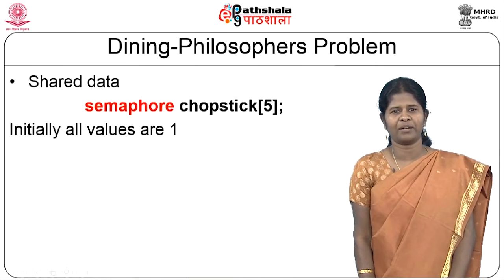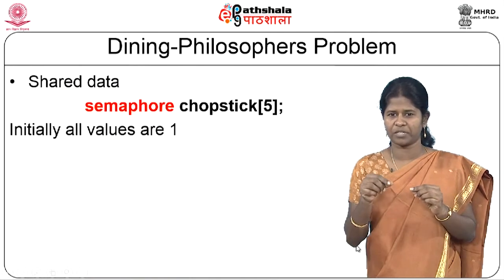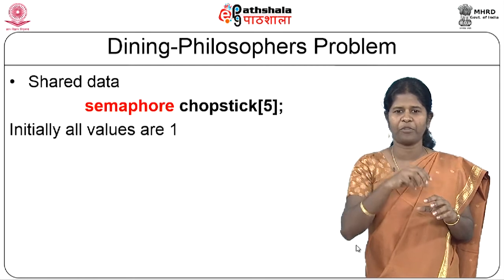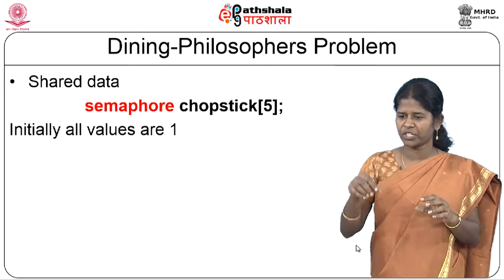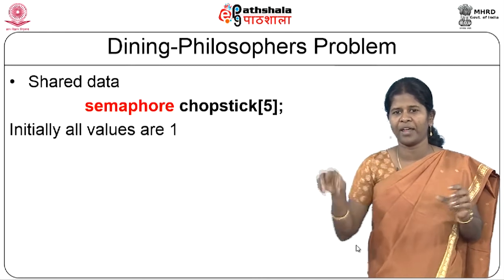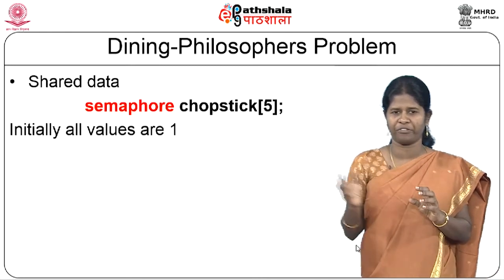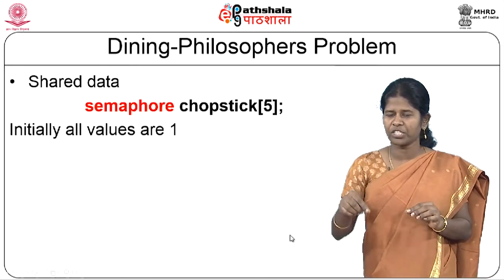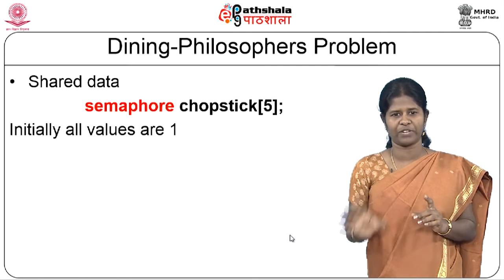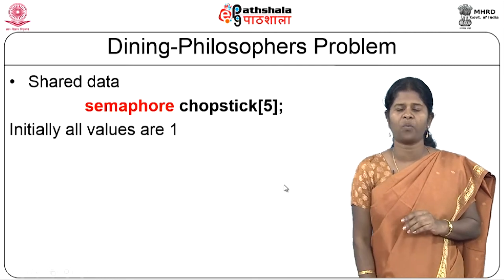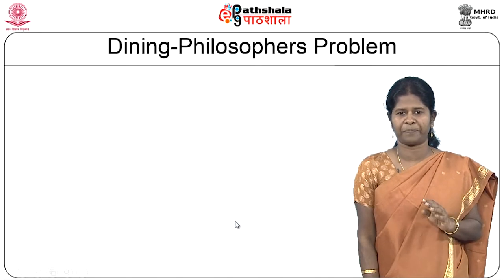Each chopstick is associated with a semaphore. If there are 5 chopsticks, there is a semaphore for each of them, guarding it. You define an array of semaphores called chopstick of I, and initially all the values are 1. Why are all the values 1? Because a chopstick can be used by only one philosopher at a particular time, so it is a resource that can be used by one process at a time.